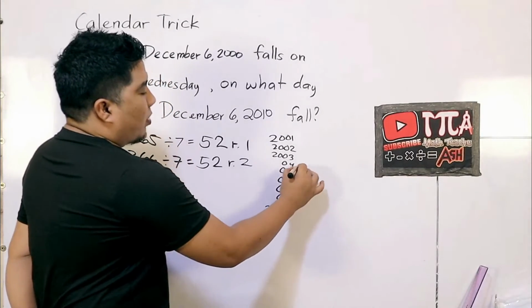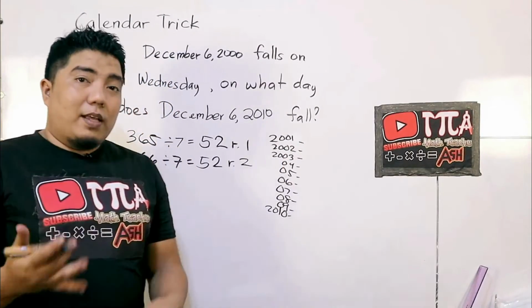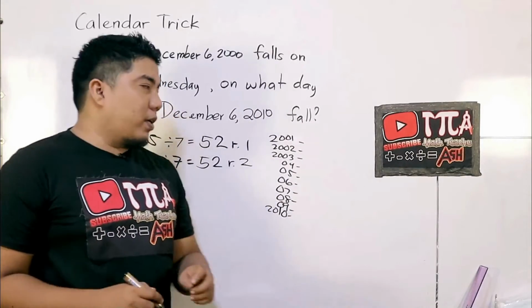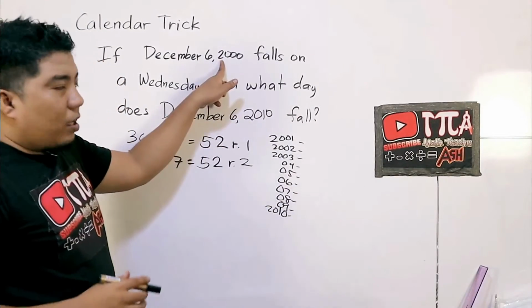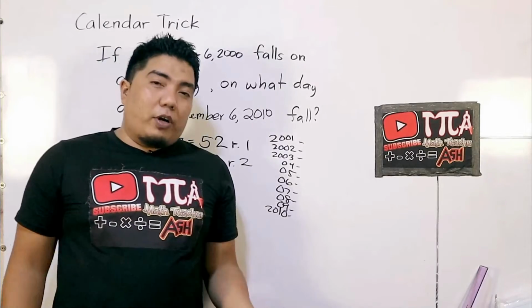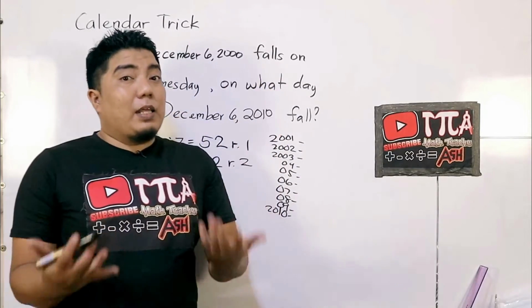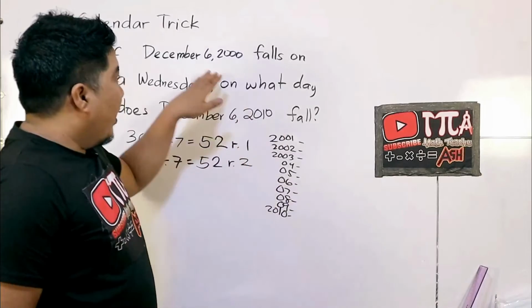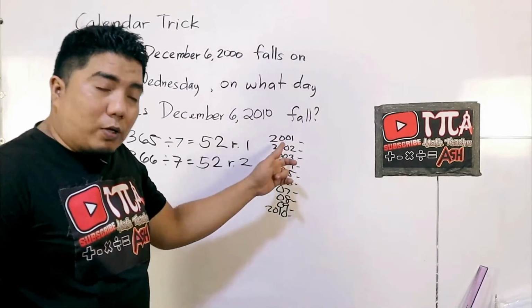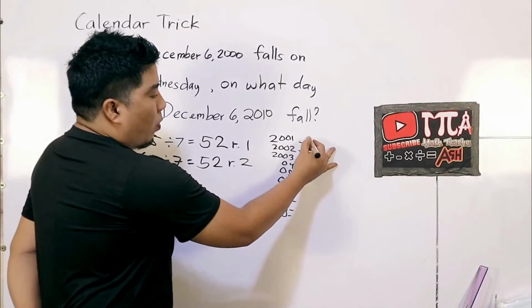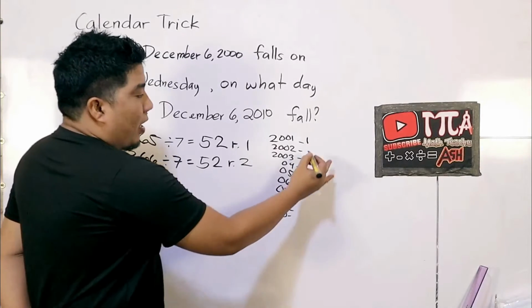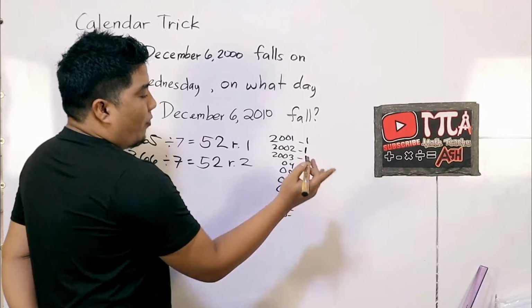So we will just count the remainders of this event. From 2000, 2000 is divisible by 4. Therefore, this year is a leap year, right? However, it is already going to 2001. So we have here 1 remainder, another remainder of 1.